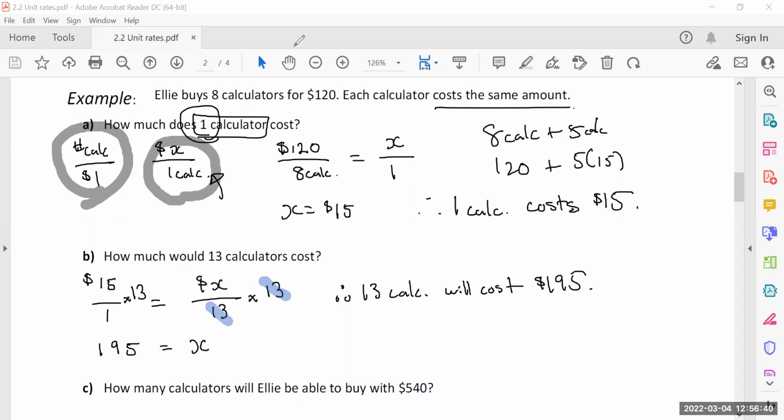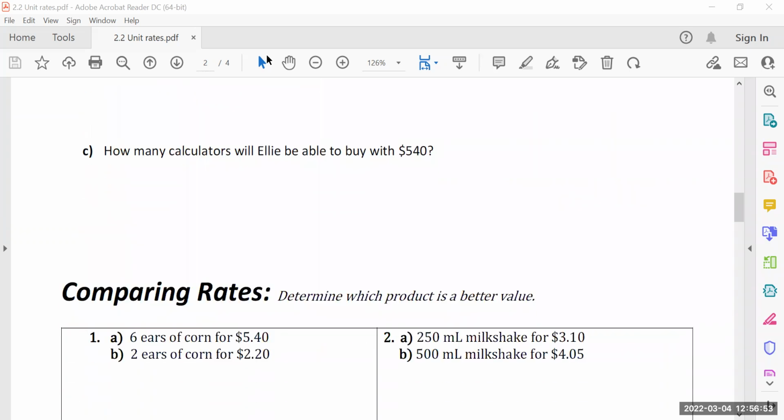So we'll see if that method works for the next one. The next one is a little funky. Take a look at what I'm given. I'm going to clear this for a second. How many calculators will Ellie be able to buy with $540? So again, my unit rate is $15 for 1 calculator. This time they give me the money value. They're asking for how many calculators there are.